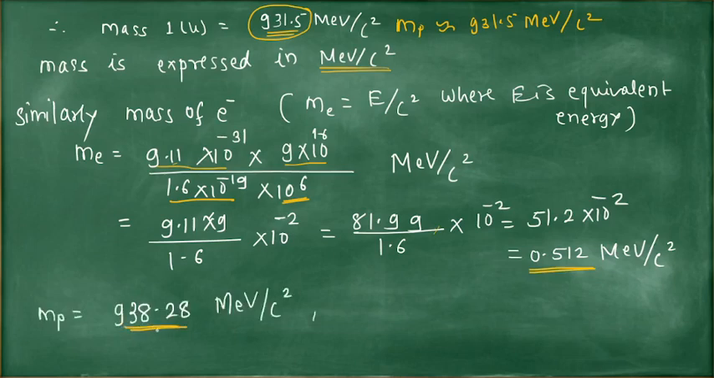Actually, when you take the actual values, you will get mass of proton is 938.28 mega electron volt per c square, and for neutron it is 939.57 mega electron volt per c square. But you can remember it in this way: 931.5, or if 938 and 939 are given while solving the problems, you can take these values.